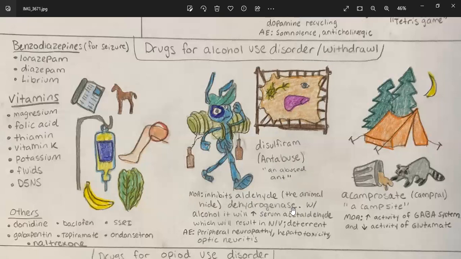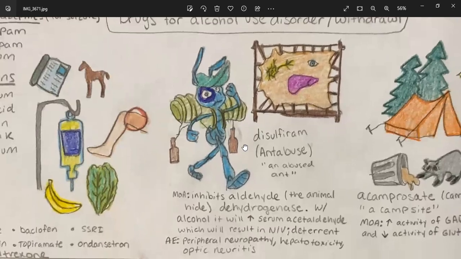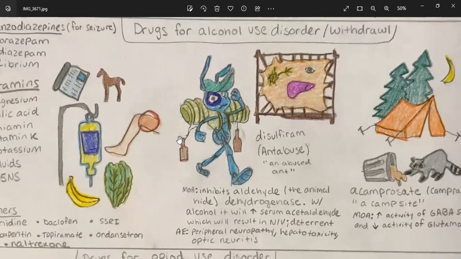So if you take alcohol while on this drug, it's going to increase your acetaldehyde, and that's going to make you nauseous and probably vomit. And so it's just a deterrent from alcohol. Adverse effects are peripheral neuropathy, so that's why we have this nerve here. Hepatotoxicity, that's why we have the liver. And then optic neuritis, so an eye with the nerve. And he is carrying alcohol just to help you remember that this is for alcohol use disorder.